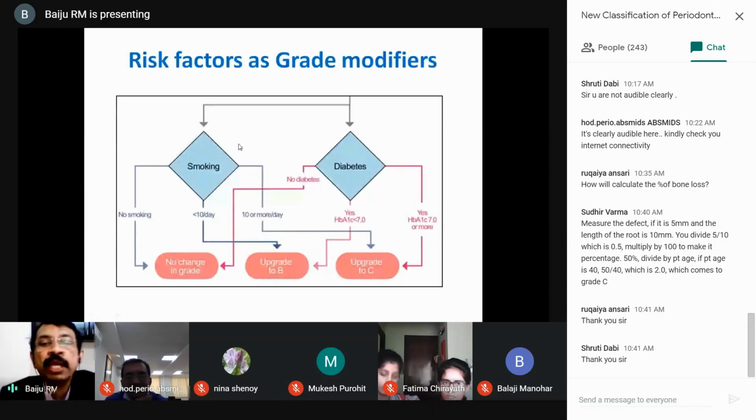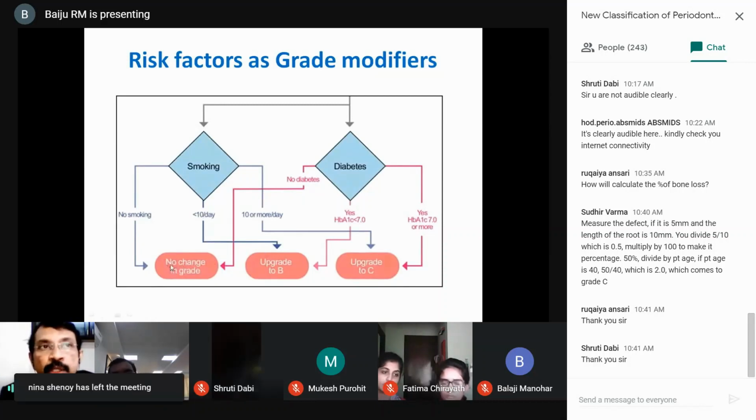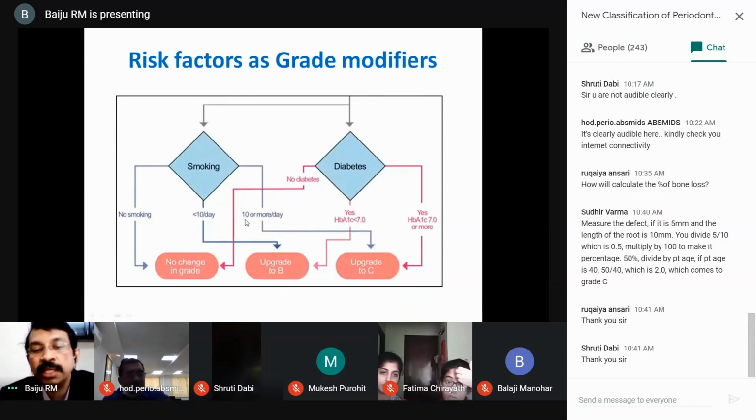If you have identified smoking and diabetes in your patients: if there is no smoking, you don't have to change the original grade. If the patient smokes up to 10 cigarettes, and the original grade is A, you upgrade the grade just because the patient smokes. If the patient smokes more than 10 cigarettes, you can straight away assign grade C. So this is a dose dependent reflection of the risk that smoking poses.